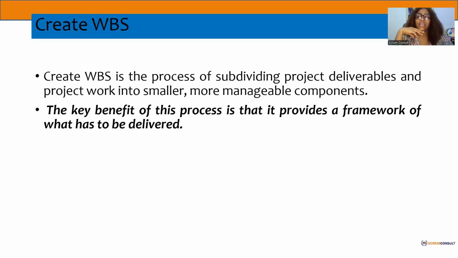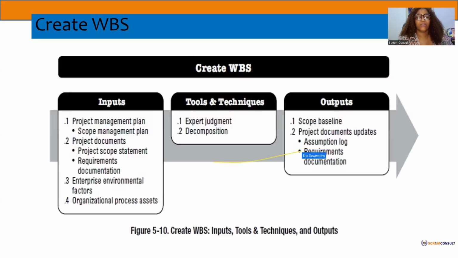So yes, again, we have identified all the work that needs to be done in the project. We have defined it and we have a scope statement. So we now have to start decomposing that work, breaking it down into smaller manageable components. And the process benefit is to provide a framework for the work to be delivered. So this is what you call the work breakdown structure.